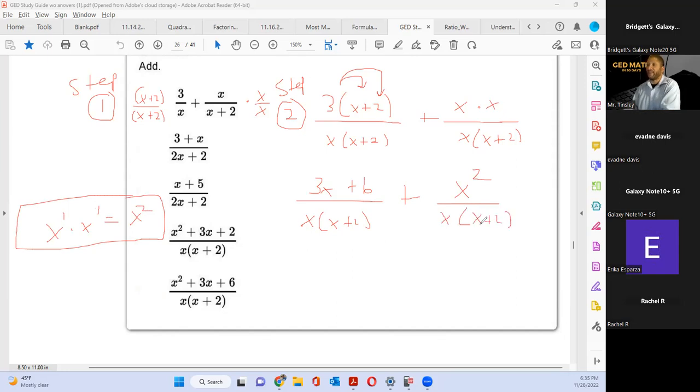Do they have the same denominator? Yes. Okay, what can we do to the numerators? Just add them up. We don't have any like terms, so we need to put them in order, highest degree first. So x squared first, 3x next, plus 6, since they share the same denominator, over x times x plus 2.